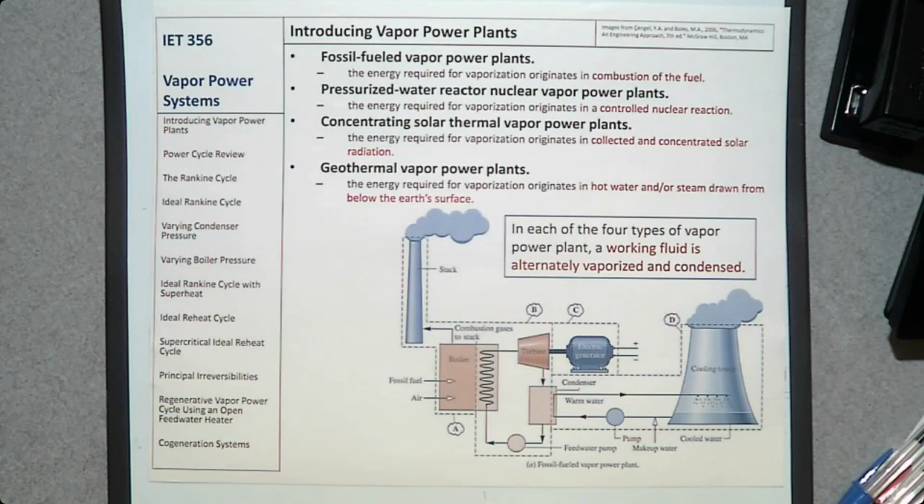And the third, the concentrating solar thermal power plant. Did I talk about concentrated solar power? I think I did. In this class or another class?